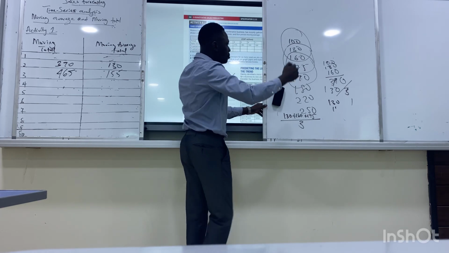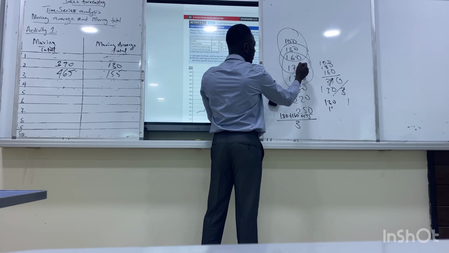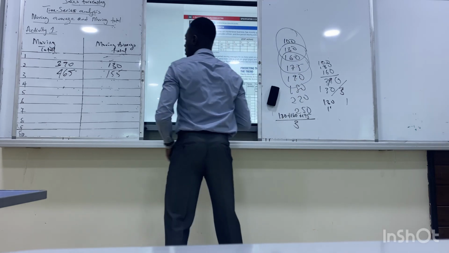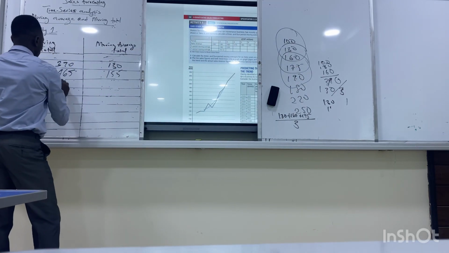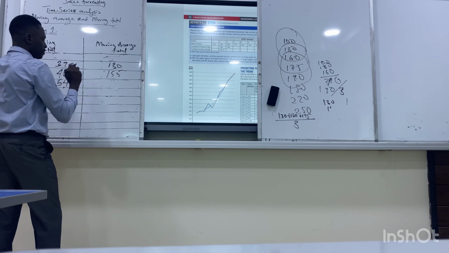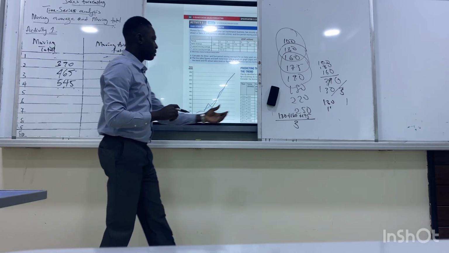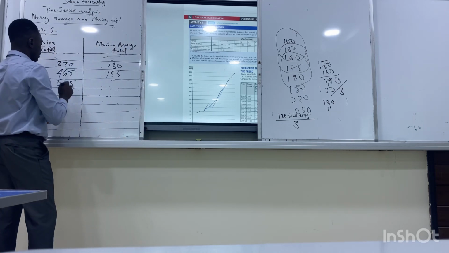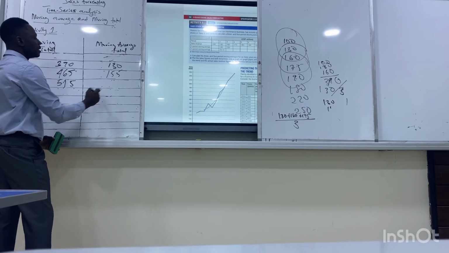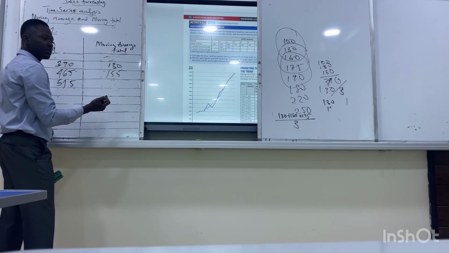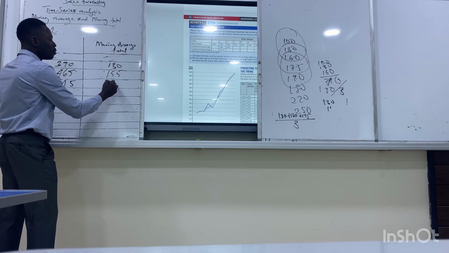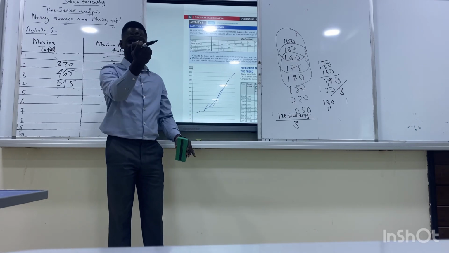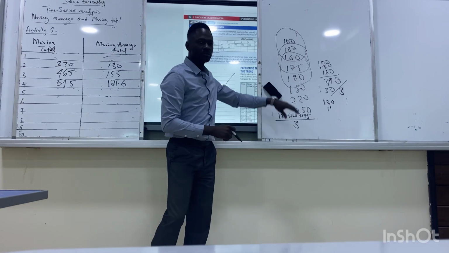So the next one will be 160, 175, 190. The total is 525. Then divided by 3. What does it give? 171.6. Is it clear now?